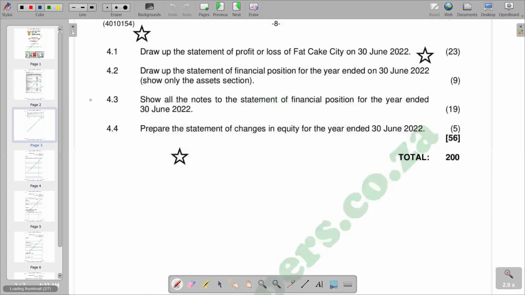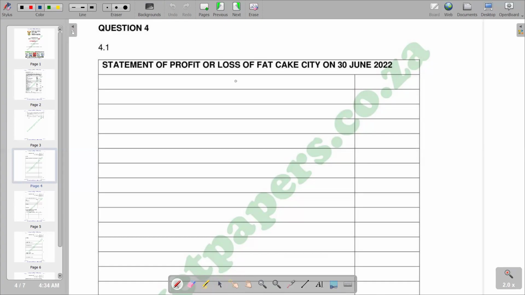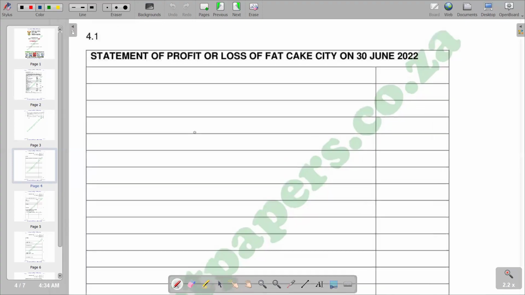So moving on to the required parts, Fat Cake City on 30 June 2022, the question is 23 marks. We are going to look at 4.1 within the context of this video, the statement of profit or loss. So we are going to start with the figure for revenue.